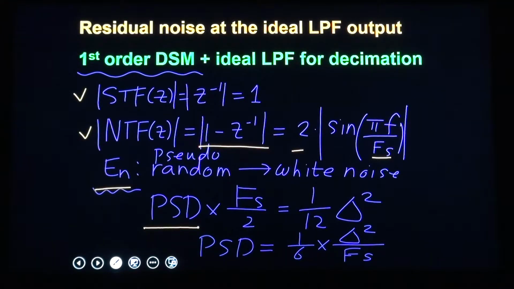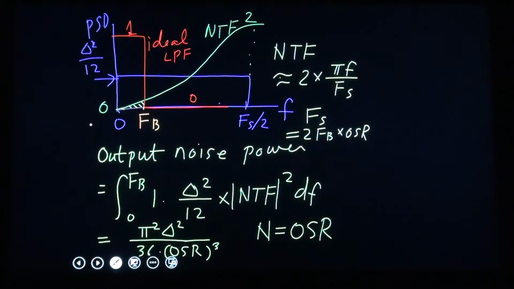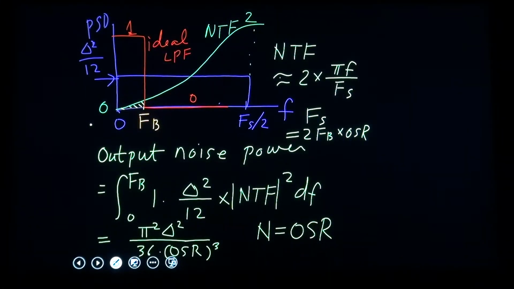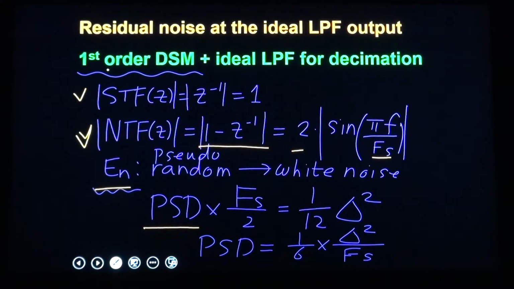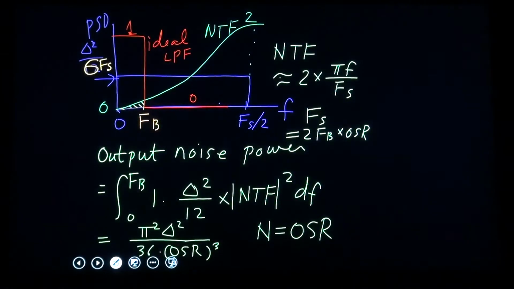So this quantization noise is multiplied by this delta sigma modulator. It will be modulated by NTF. The power spectral density is a little bit wrong here. The power spectral density is delta square over 6 fs, as in the previous case. That's the power spectral density of quantization noise. Then this NTF is here.